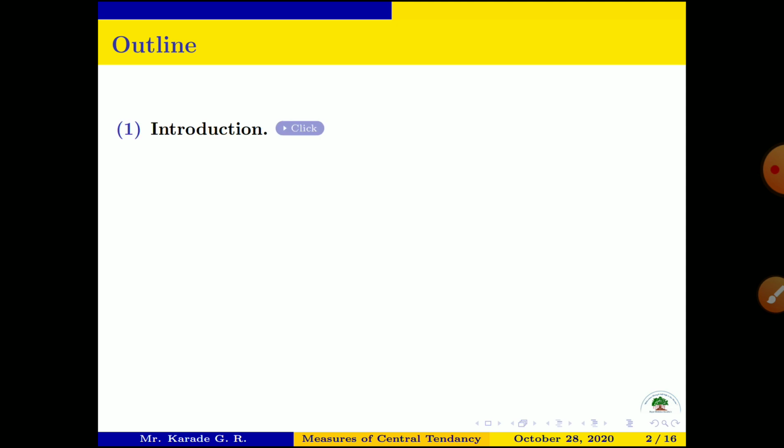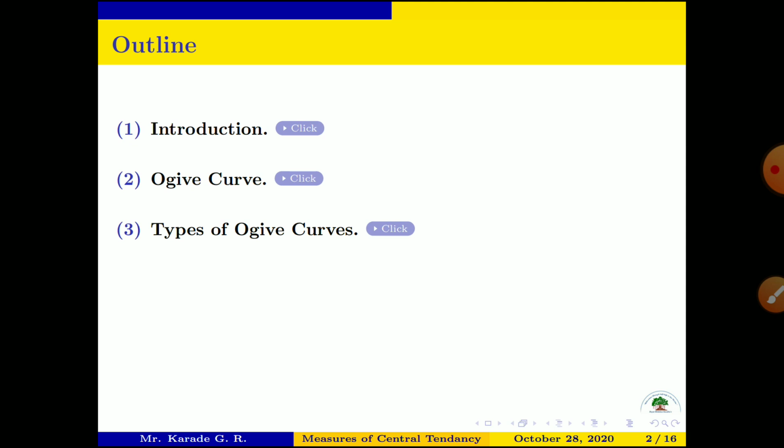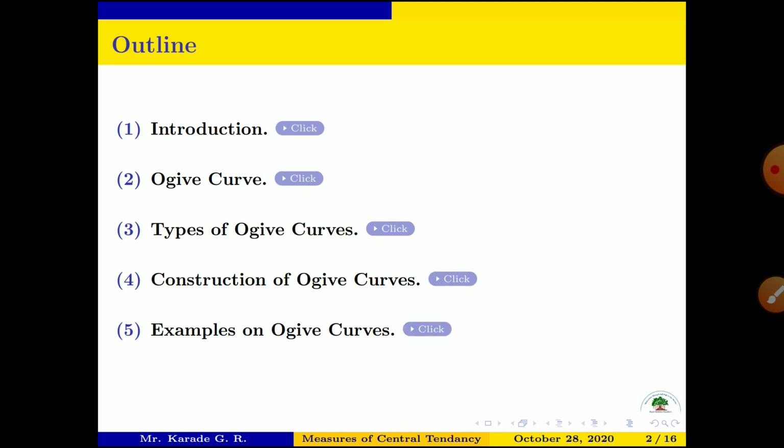First of all, we write some introduction about the Ogive curve. Then we define what is meant by Ogive curve. Then we write the types of Ogive curve. Then we have the steps to construct Ogive curves. And finally we see some examples on Ogive curves.